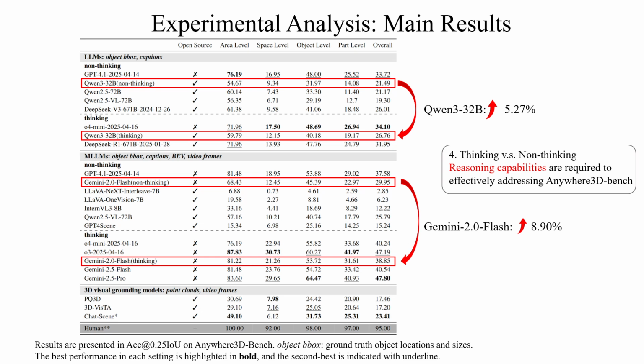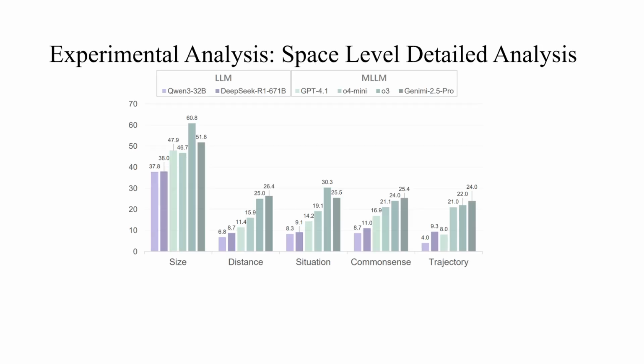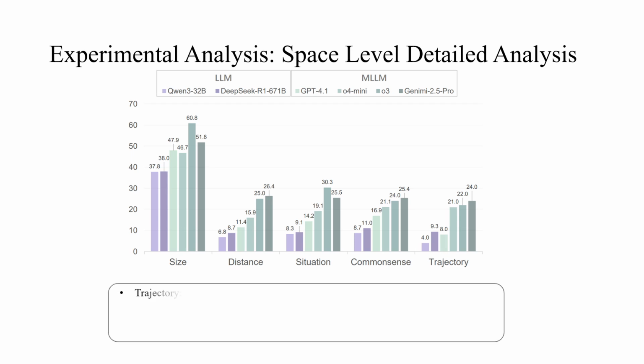We then conduct a detailed analysis of the two most challenging tasks in Anywhere3D bench, space level and part level, with respect to expression type within each level. At the space level, we find that trajectory-related tasks are the most challenging, as they require a comprehensive understanding of spatial distance, relationships, and orientation.